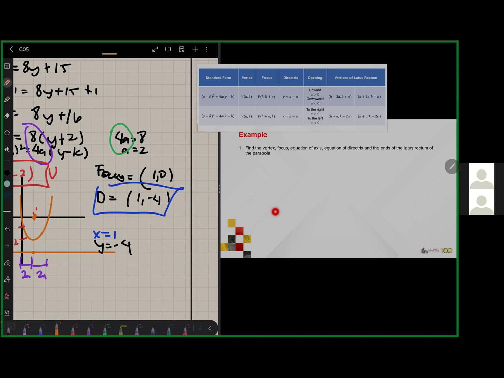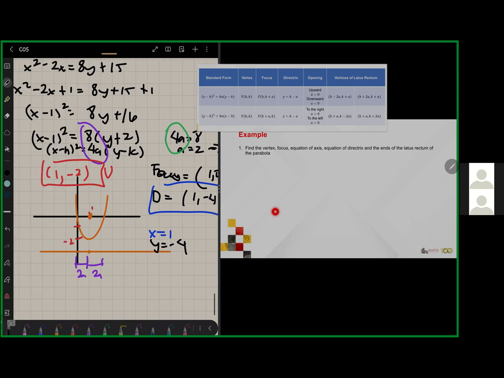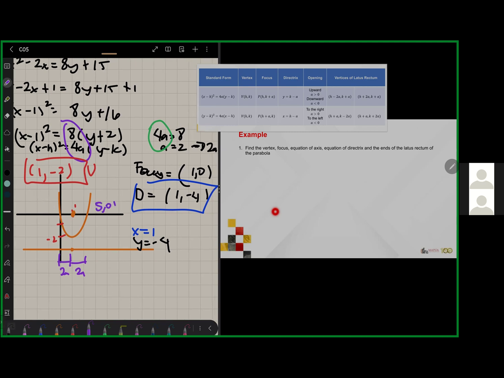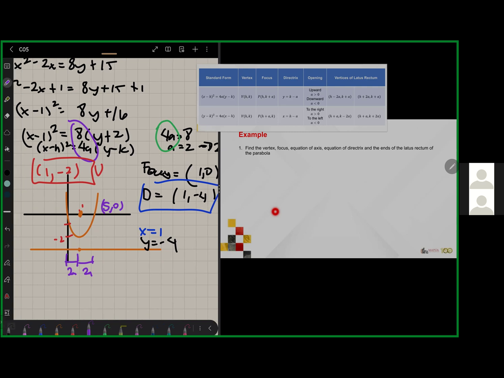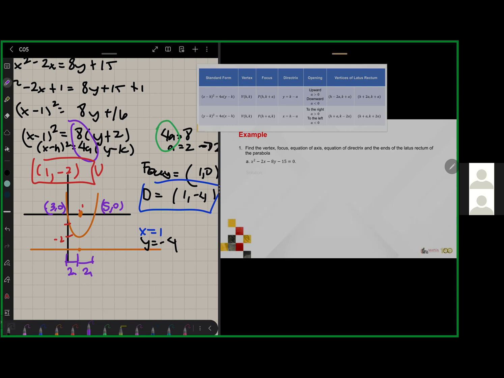So we are solving for 2a. 2a is equal to 4. So if we add 4 on the x component, we have the point 5 comma 0 on the right side, and on the left side we have 1 minus 4, so we will have negative 3 comma 0. So these are the points of the ends of the latus rectum. So again, when we are solving these kinds of equations, it's just repetitive.